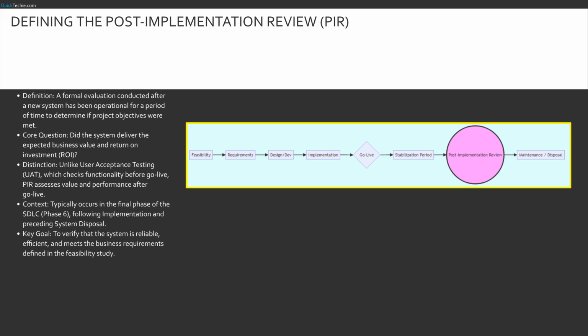This diagram visualizes the standard SDLC path. We move through feasibility, requirements, design, and implementation. Notice the diamond at go live. Many organizations mistakenly think the project ends there. It does not. We must allow for a stabilization period, often weeks or months, where users get used to the system. Only then can we conduct the node highlighted in pink, the post-implementation review. If you do it too soon, you measure teething pains, not performance. If you skip it, you move straight to maintenance without knowing if you succeeded.